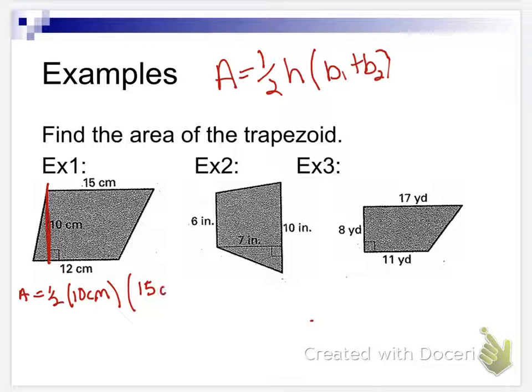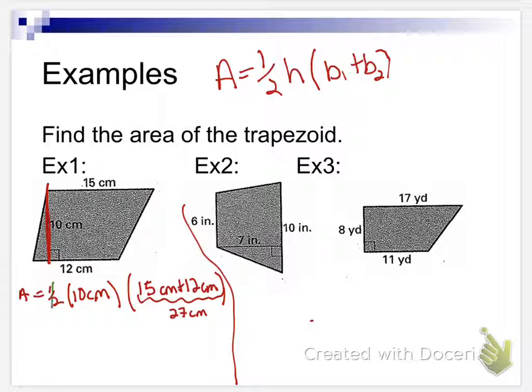So 15 centimeters plus 12 centimeters. We're going to combine like terms and do some order of operations here. So we see that 12 plus 15 is going to give me 27 centimeters. And we know that 1/2 of 10 is 5. So I end up with 5 centimeters times 27 centimeters.